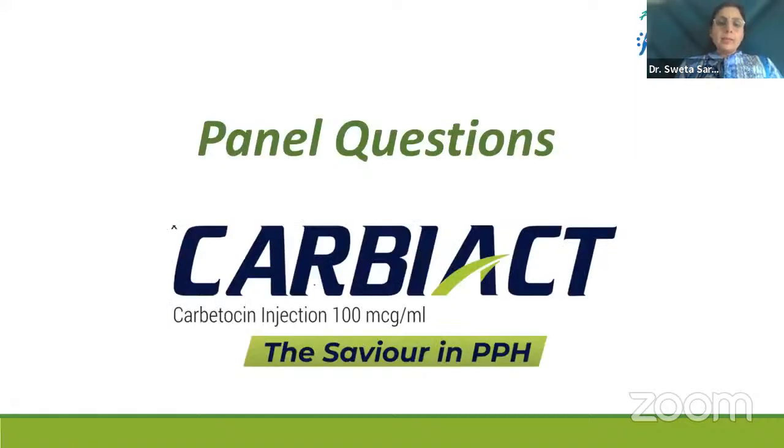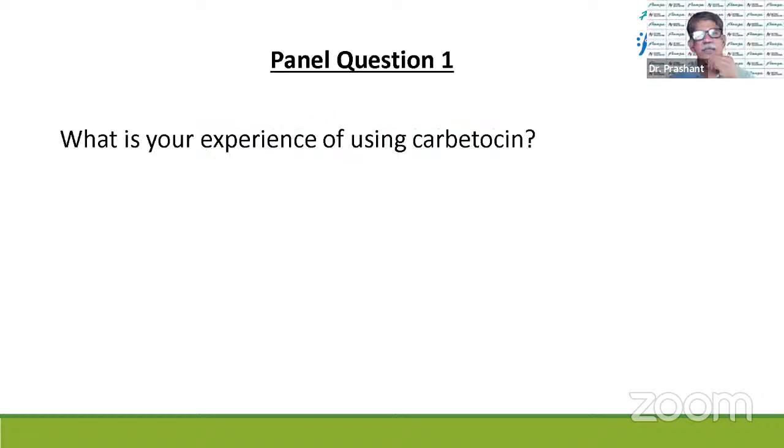So these are the three case scenarios where I have shared my own experience with carbetocin 100 microgram IV as the first choice in active management of third stage of labor. So now we will discuss certain questions, Dr. Prashant. Yes. Thank you so much, madam. Thank you for insights on your case studies.